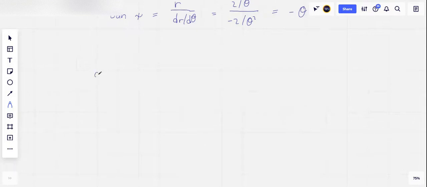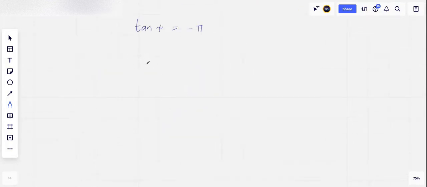Now, we know at theta equal to 180 degrees, which is pi radians, the tan of psi is equal to minus pi, which gives us psi to be minus 72.34 degrees. Now, the negative sign here indicates that psi is measured from the extended radial line in the negative sense of theta, which is clockwise to the tangent.